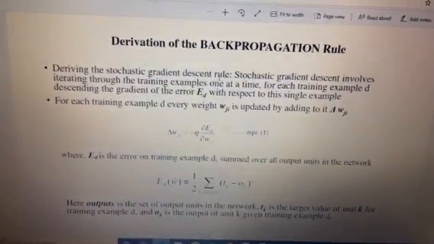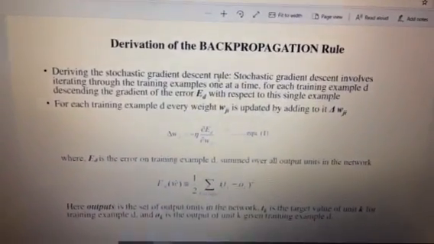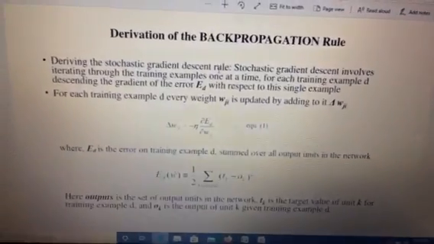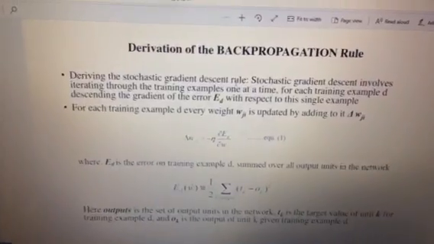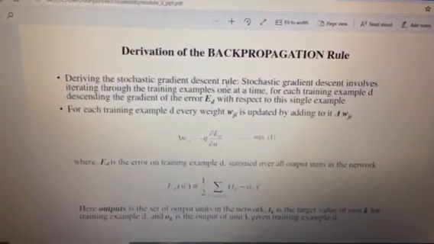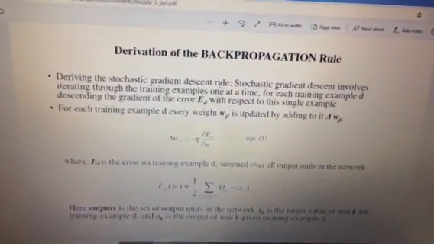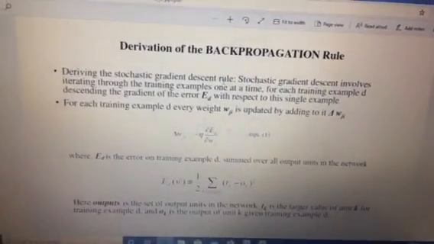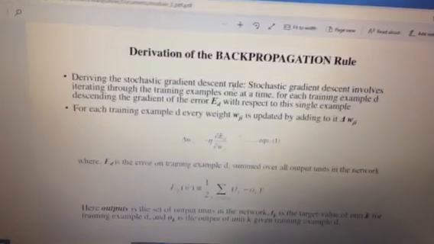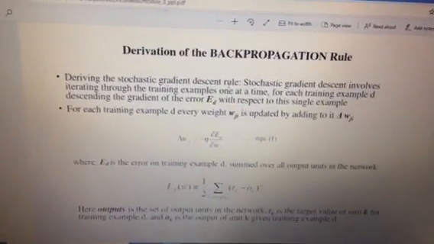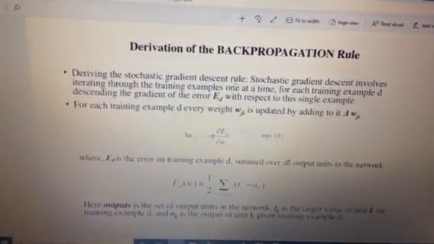Next topic is derivation of the backpropagation rule. So we have studied up to now the backpropagation algorithm and the basics of the backpropagation algorithm along with the flow diagram of the backpropagation algorithm. So now we'll study the derivation of the backpropagation algorithm in order to find out the delta Wi weight value with a backpropagation constant, that is delta.